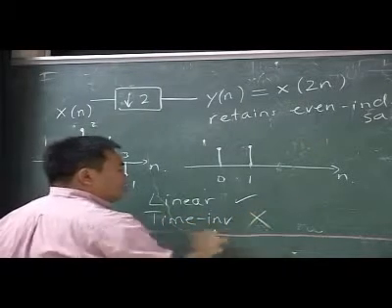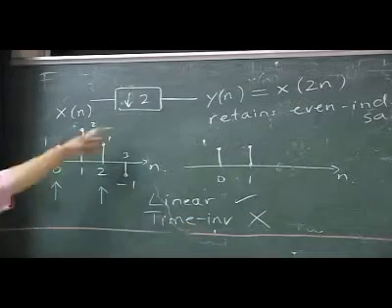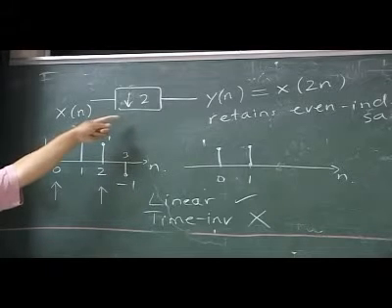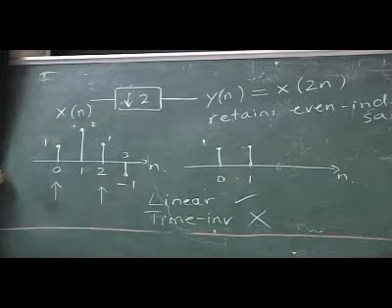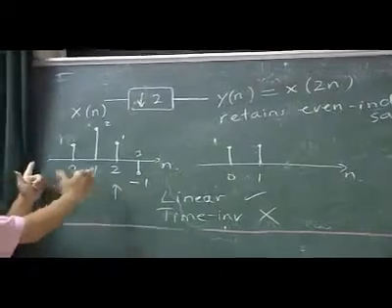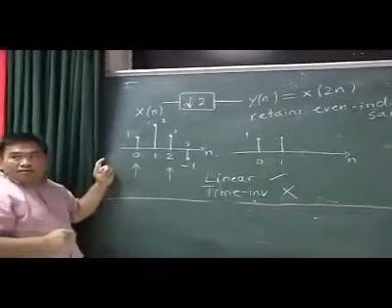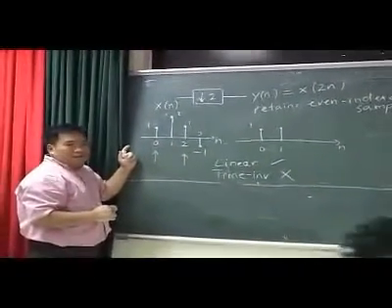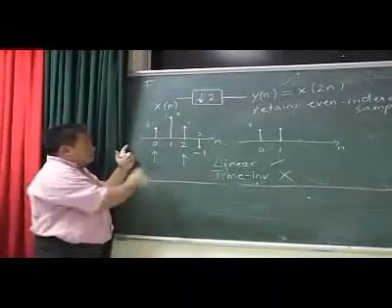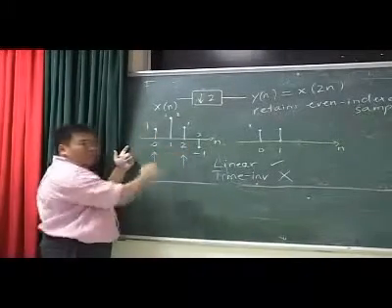No. How do I see that? How do I know that it's not time invariant? If I shift this sample by 1, what do I get? I get 0, 2, minus 1.